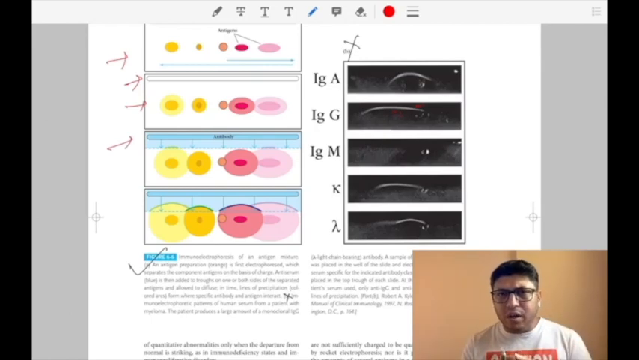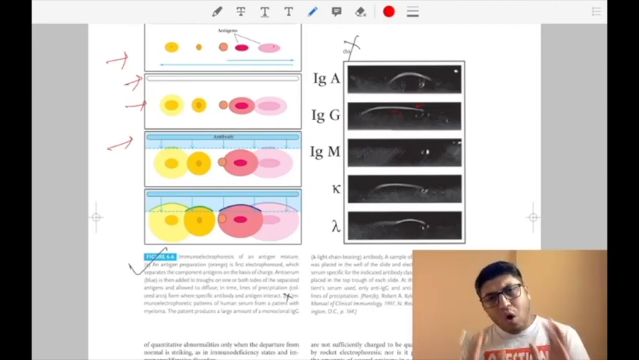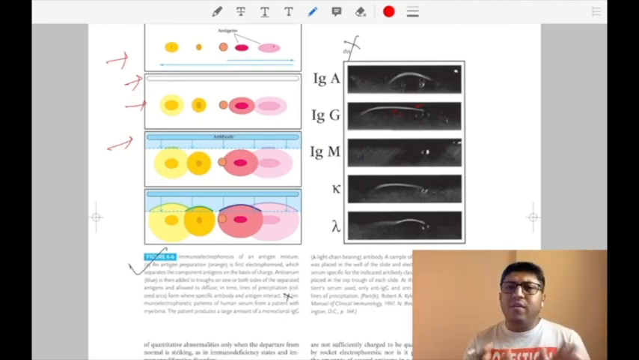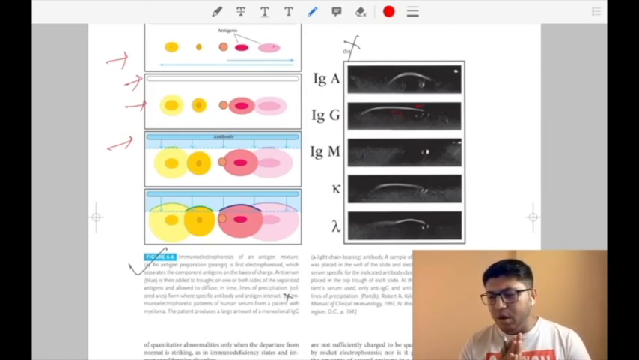Now this antibody may identify all of these antigens. That antibody mixture is polyclonal in nature, which means it's heterogeneous. It can identify different types of epitopes, or the antibody can recognize only a single type of antigen, and then we must say it's a monoclonal or homogeneous mixture of antibody molecules.